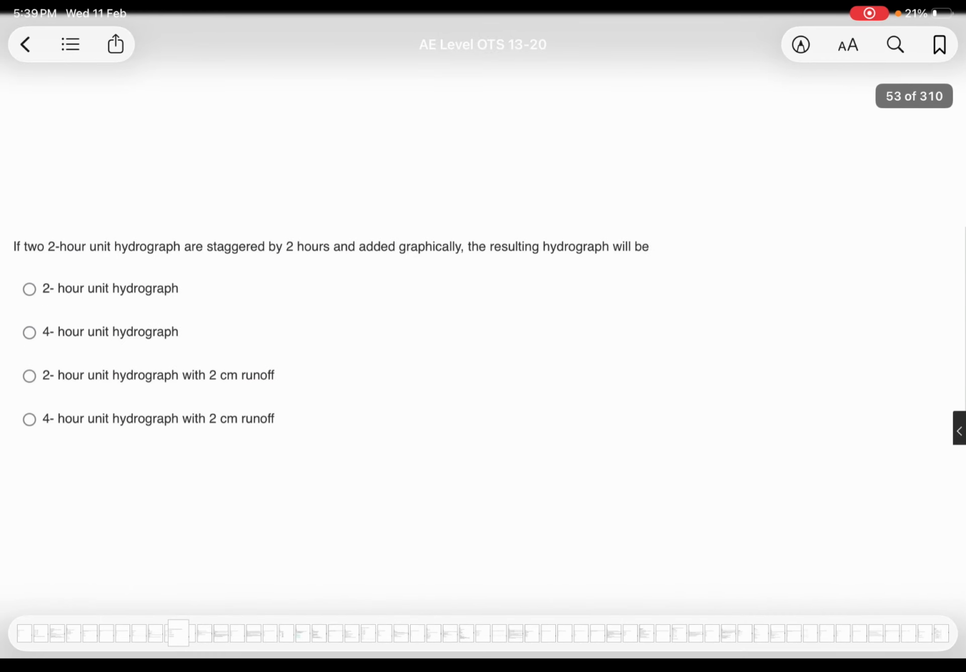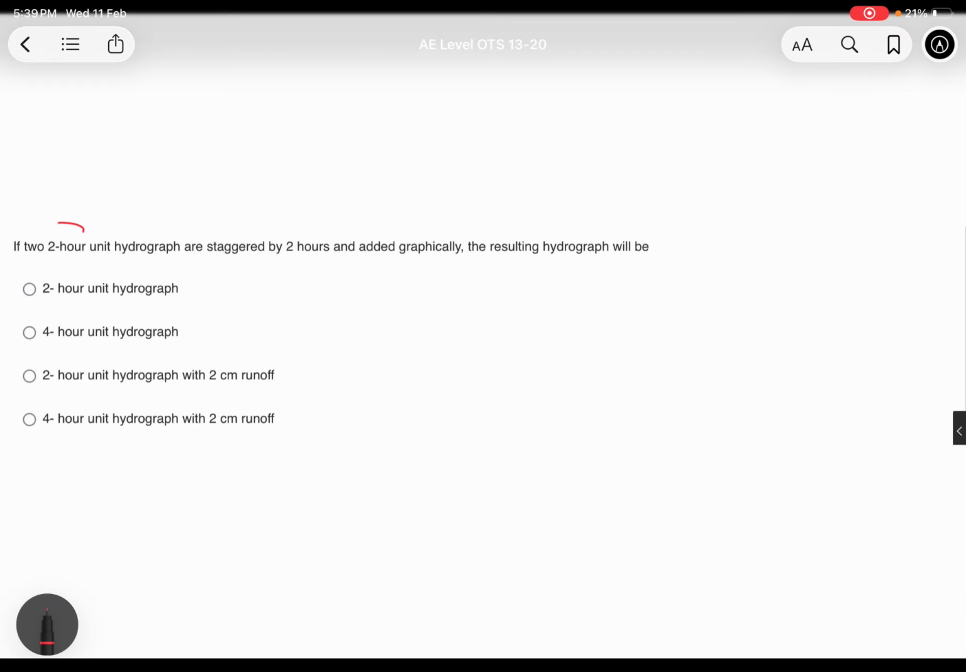Next, let's talk about this. If 2-hour unit hydrographs are staggered by 2 hours and added, the resulting hydrograph will be a 4-hour unit hydrograph with 2 centimeter runoff, because 1 plus 1 becomes 2 and 2 hours plus 2 hours becomes 4 hours.